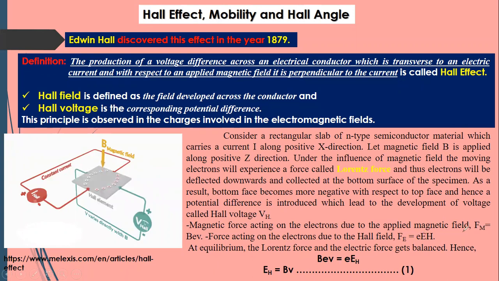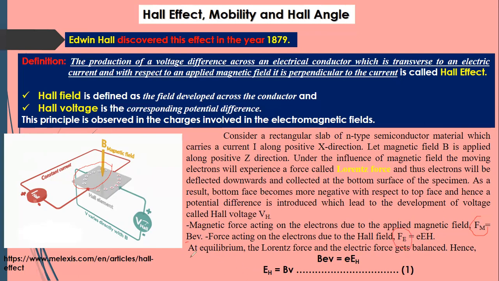The magnetic force acting on the electron due to the applied magnetic field is denoted by F_M, which is equal to B e v, where B is the magnetic induction, e is the electron charge, and v is the velocity. Therefore, the force acting on the electrons due to the Hall field is F_E, which is equal to e E_H.